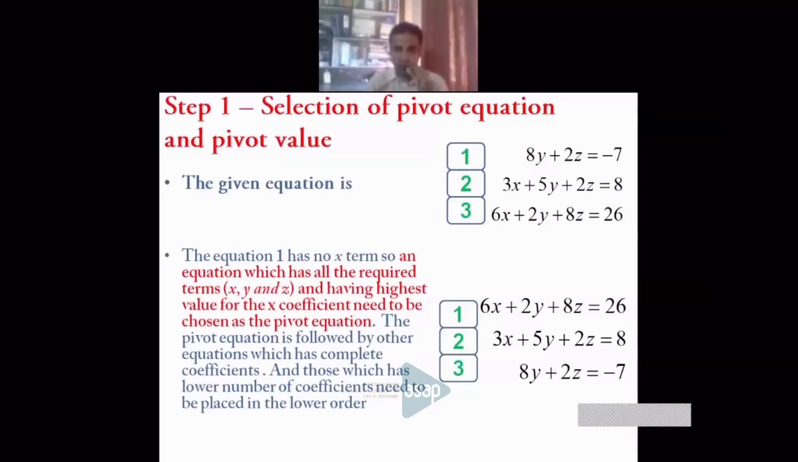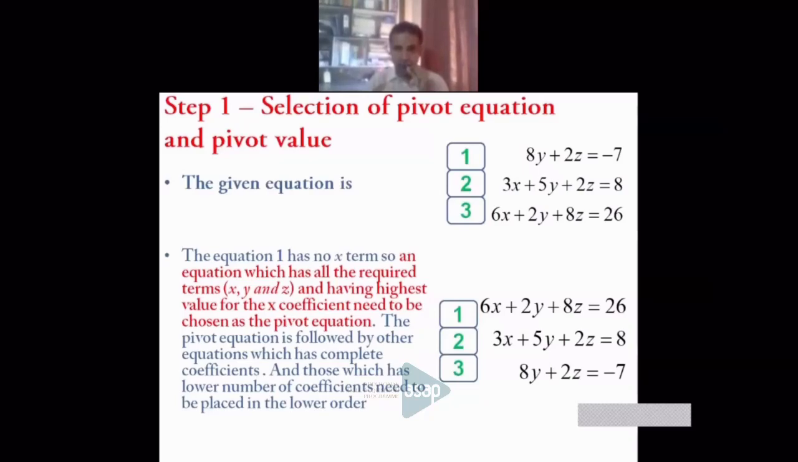Based on this, you have to reorder the equations so that the first equation is one which has all three terms and whose x coefficient is the highest among all the equations. Here, equation 2 and equation 3 have all three terms. Out of these, equation 3 has the higher x coefficient, so you can place equation 3, 6x plus 2y plus 8z equals 26, as the first equation. So you are rearranging the equations.